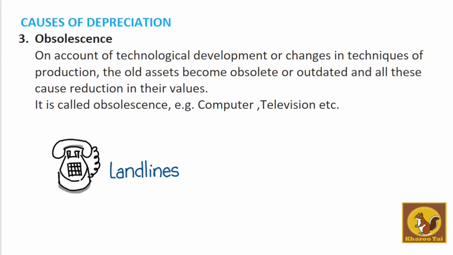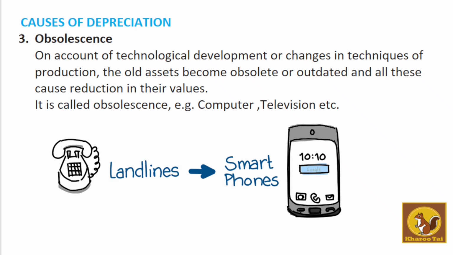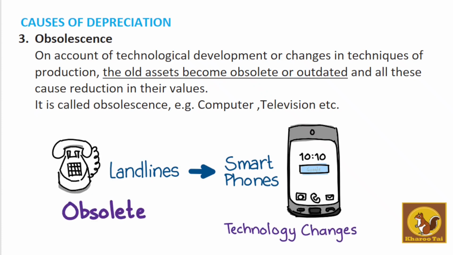Third point, obsolescence. On account of technological development or changes in techniques of production, the old asset becomes obsolete or outdated, and all these cause reduction in their value. Now, for example, earlier we used to use landlines a lot. You have seen in every household, right? Now everyone is having smartphones in their hands, so no one is using landlines anymore. So landlines have started becoming obsolete. They have started becoming outdated, right?